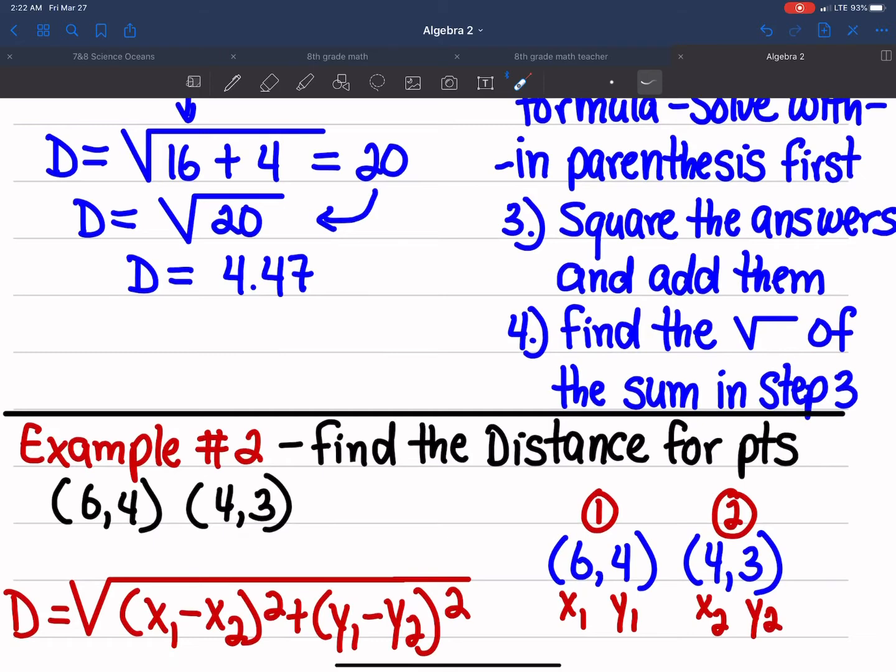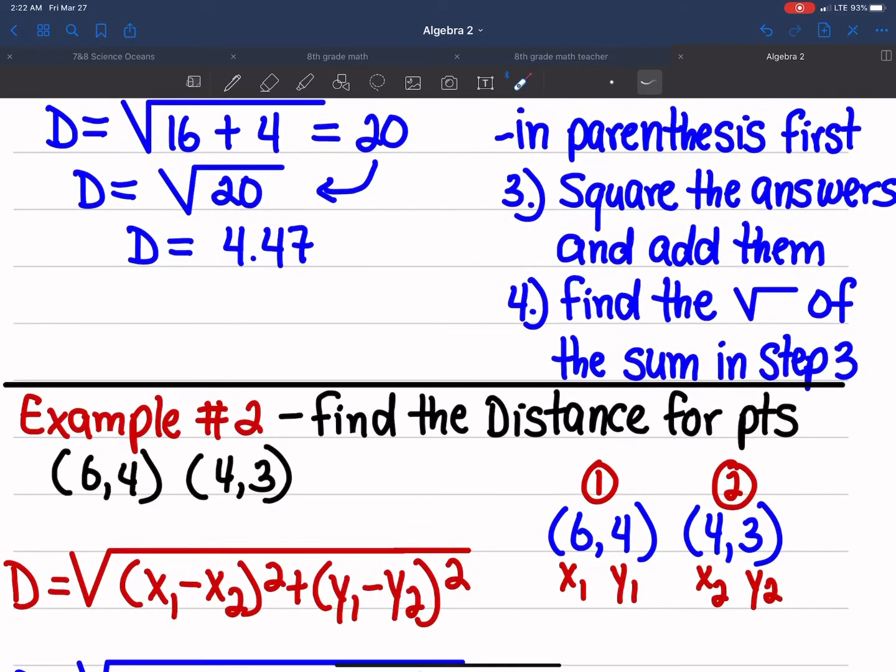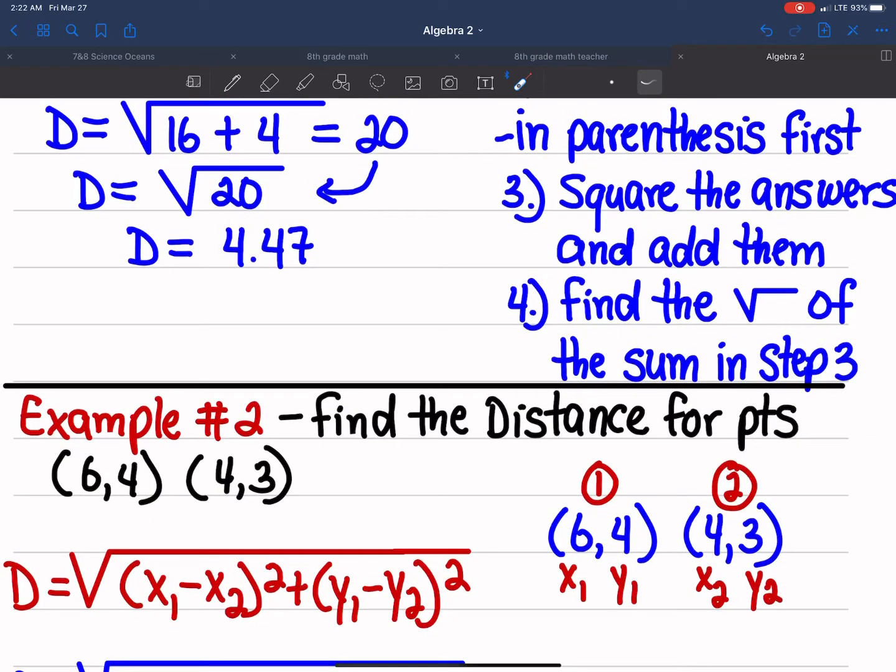Another example. Example number 2. All right, let's find the distance for points (6, 4) and (4, 3). Now, these two are very close to each other, but let's find the distance. All right, here we go. First, we need to assign order. Okay, so I'm going to assign the order.